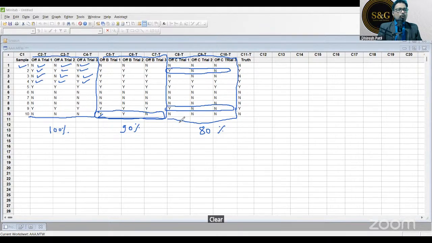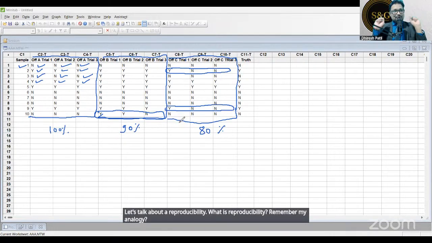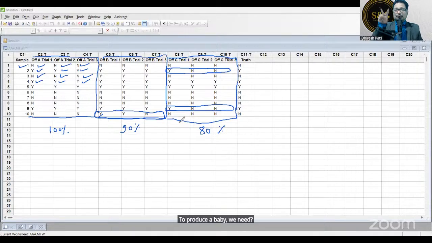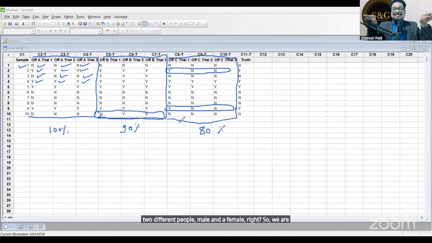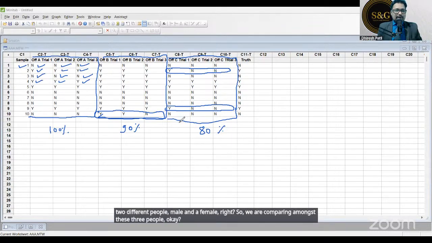Clear? Now, let's talk about reproducibility. What is reproducibility? Remember my analogy? To produce a baby, we need two different people, a male and a female, right? So we are comparing amongst these three people. Now, let me remove this.